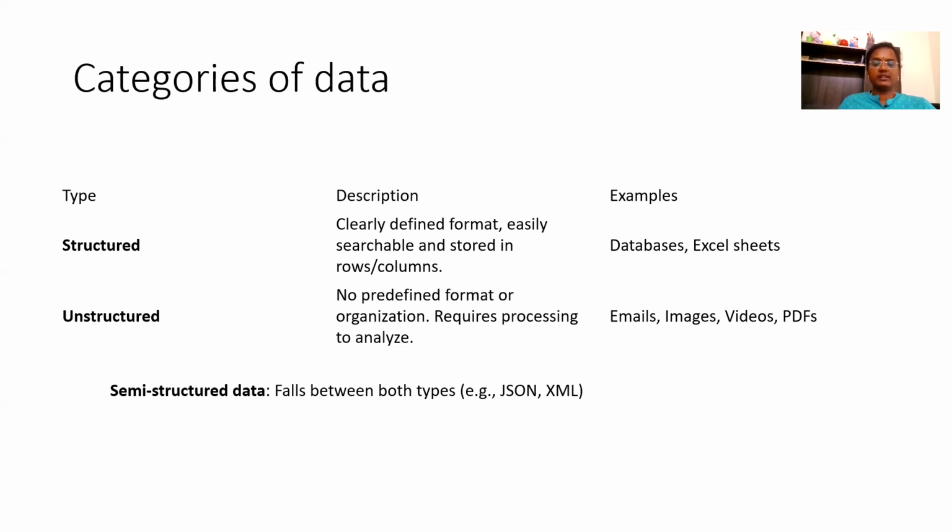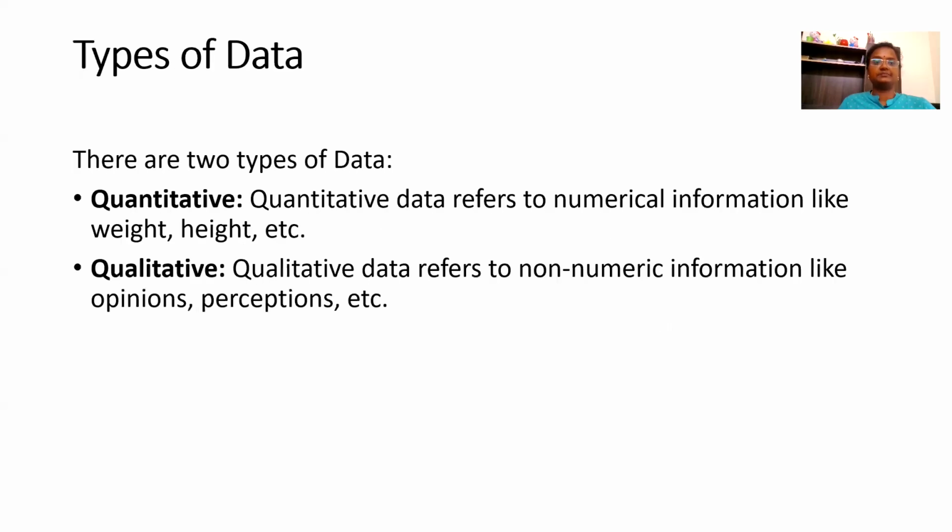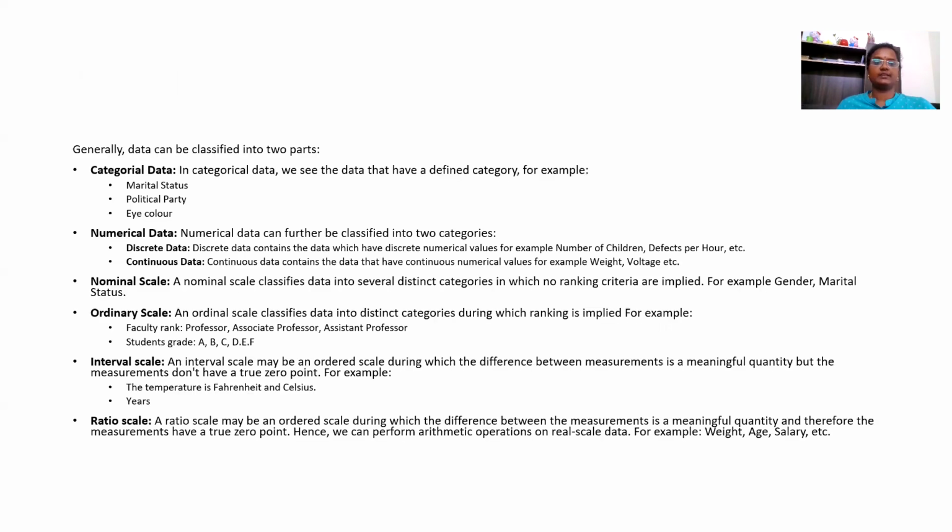Semi-structured data is also available, which falls between both types. Examples: JSON and XML files. In that, the main types of data are quantitative and qualitative. Quantitative data refers to numerical information like weight, height, etc. Qualitative data refers to non-numerical information like opinion, perception, etc.